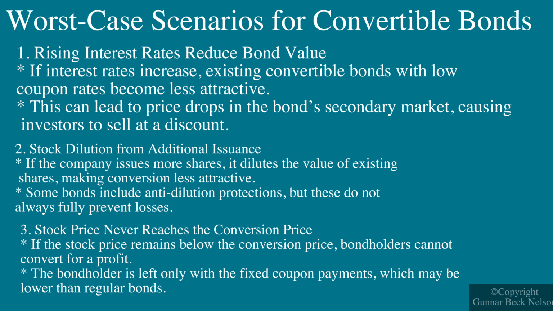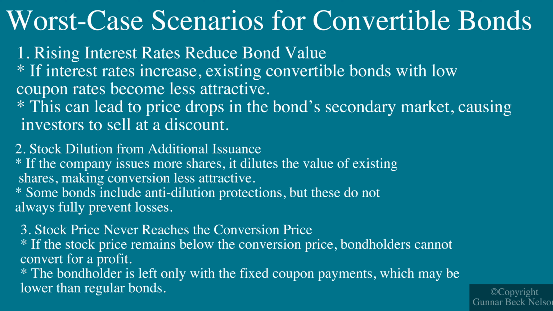Then there's stock dilution from additional issuances. If the company issues more shares, it dilutes the value of existing shares, making conversion less attractive. Some bonds include anti-dilution protections, but these do not always fully prevent losses if a company issues more shares. There's also the risk of stock prices never reaching the conversion price. If the stock price remains below the conversion price, bondholders cannot convert for a profit, and are left only with the fixed coupon payments, which may be lower than regular bonds.